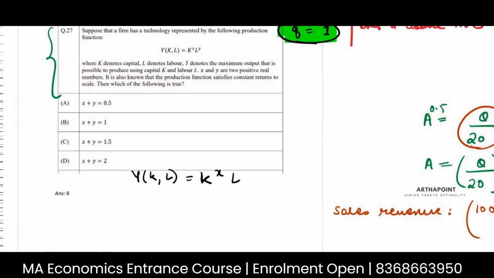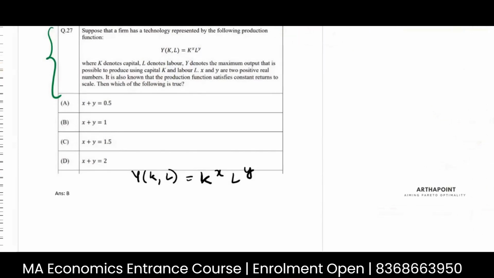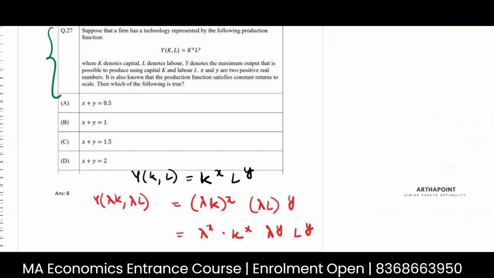K to the power x, L to the power y. And let me just prove this to you first. So what should you do? Instead of K, you should replace it with lambda K. Instead of L, you should replace it with lambda L. And you will get lambda to the power x, K to the power x, lambda to the power y, L to the power y. And this will be your new production function, lambda K, lambda L.